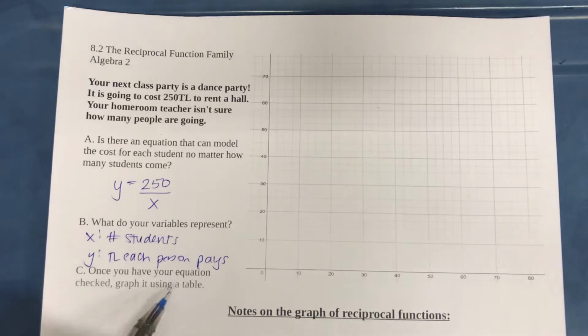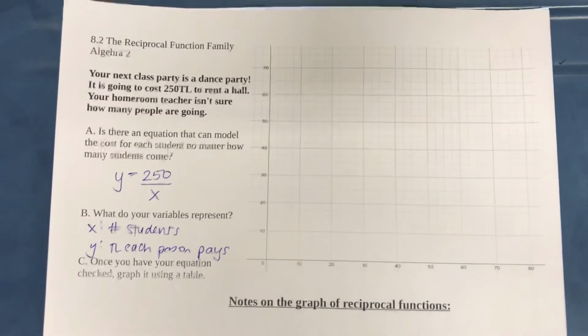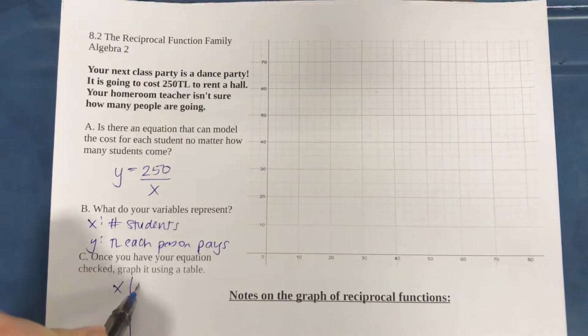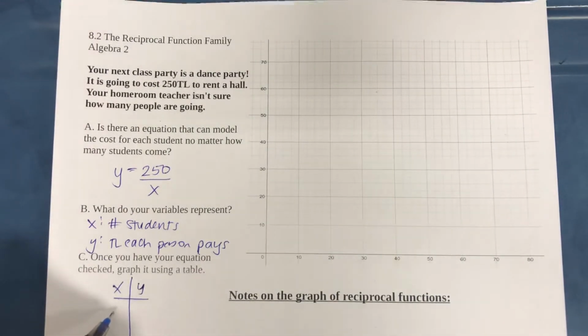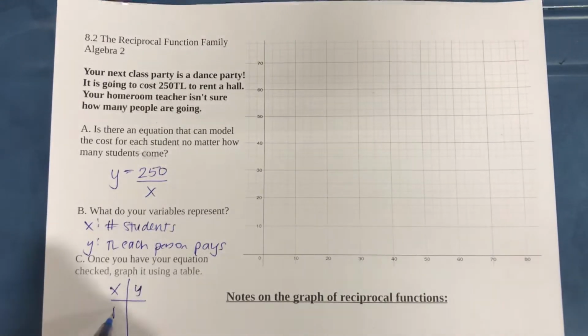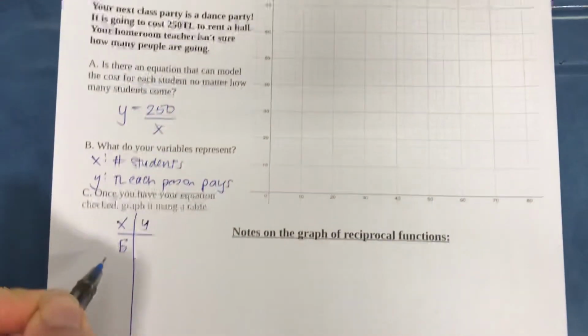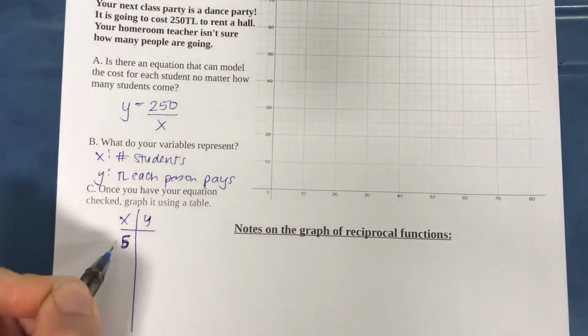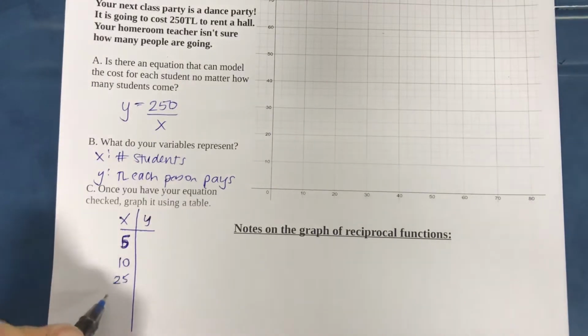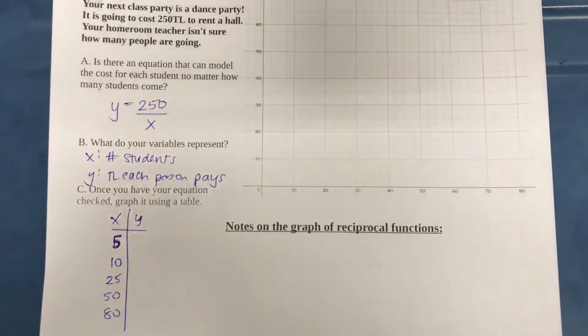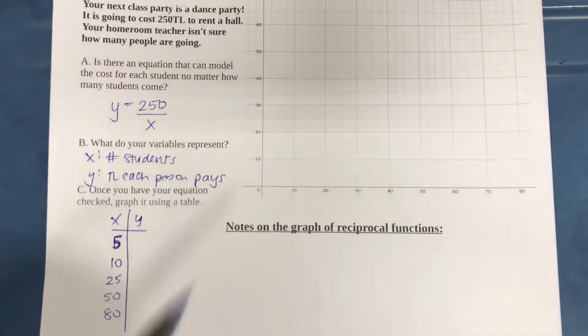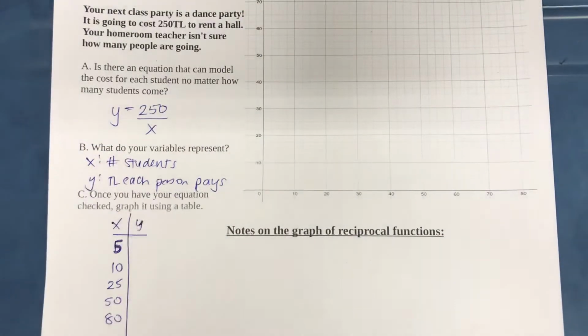So once we have the equation, which we do, now we will graph it. It doesn't make sense to put 0 in because we won't have 0 people going and we can't divide by 0. If I put 1 in, that's already 250. So let's just choose some numbers that might be nicer, like 5, 10, 25, 50, and 80, just to space things out. Because if we just choose 1, 2, 3, that's only going to give us a very small amount. And as you can see, I gave us big numbers.